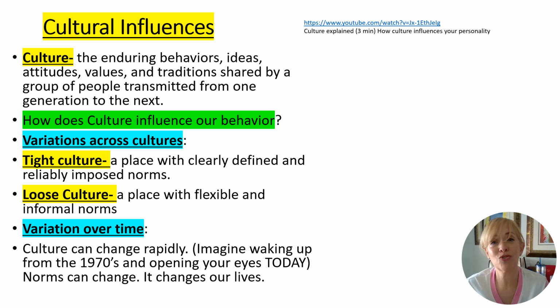Another topic in social psychology is culture. Culture plays a very large role in how you think, how you feel, and how you behave. So there's variations across cultures. Know the difference between a tight culture, right, a place with clearly defined and reliably imposed norms, and a loose culture, a place with flexible and informal norms. And I guess the United States can definitely be under that headline, right? We're a loose culture.